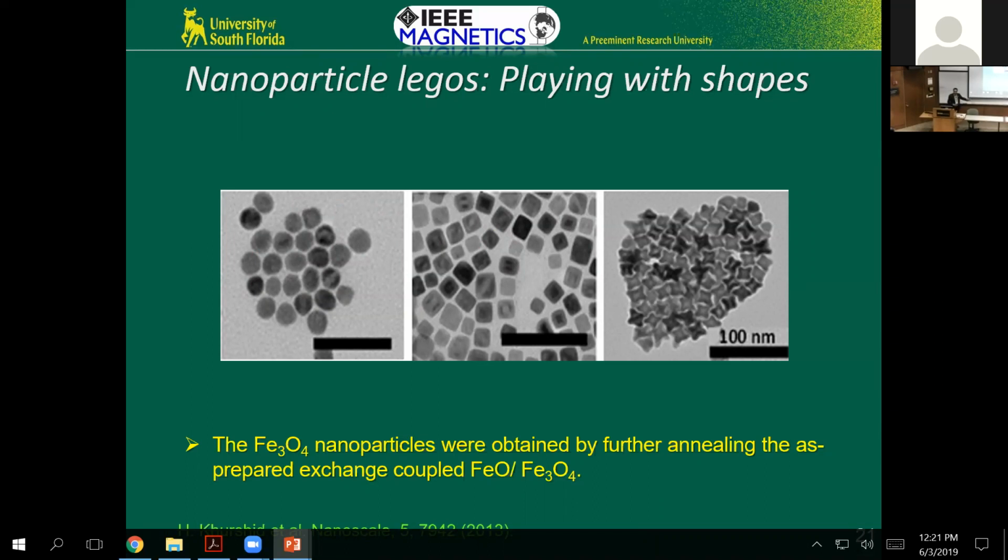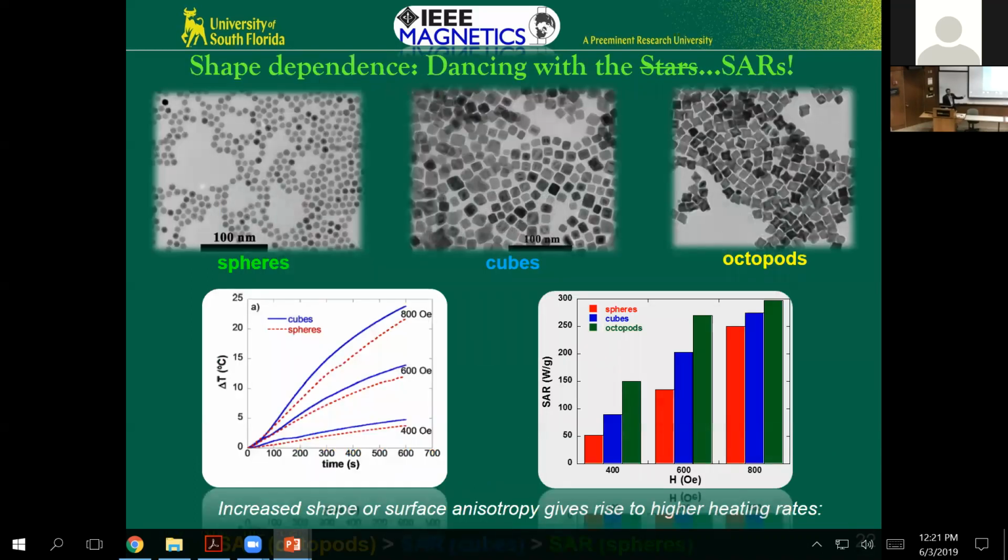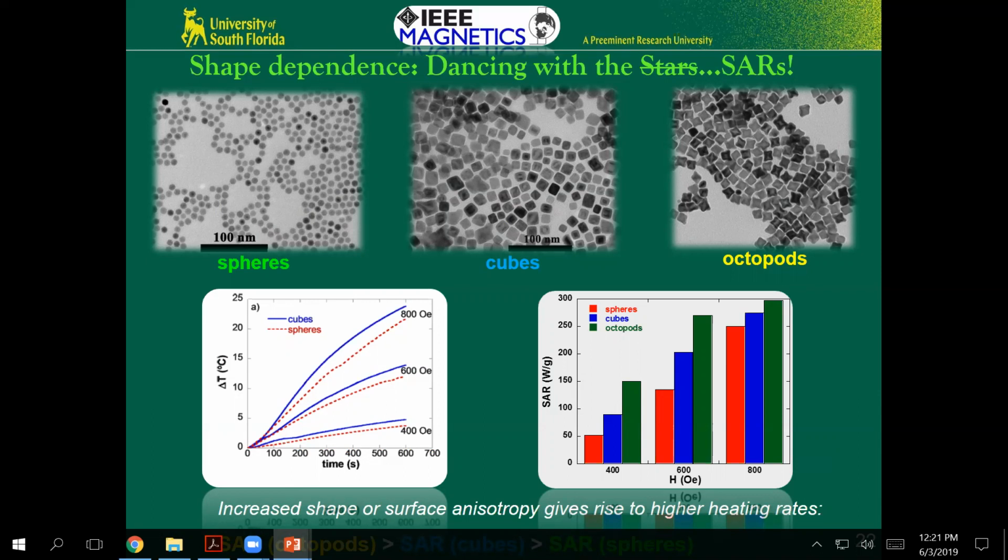The next slide that I will show you is probably the most important of this presentation because it gives you the message very clearly. And yes, this is what I mean by dancing with the SARs. We need to change the shape anisotropy to improve the SAR. So here's the correlation: spheres, cubes, octopods. Again, look at this. This is the histogram here. Definitely, as you change the particle shape, go to a lower symmetric system or a high anisotropy system, the SAR is increasing. In fact, we found out that the SAR increases even more than trying to improve the saturation magnetization. So indeed, anisotropy is a key parameter that you need to tune to be able to get high quality particles for magnetic hyperthermia. So this is one of the main messages that we have here.